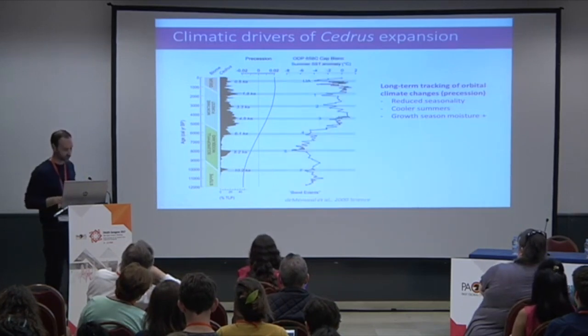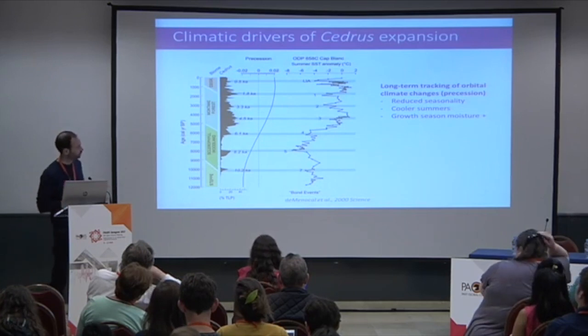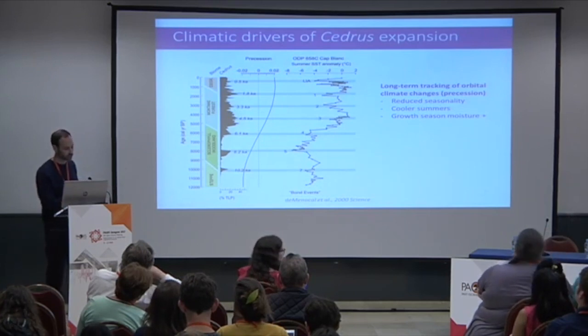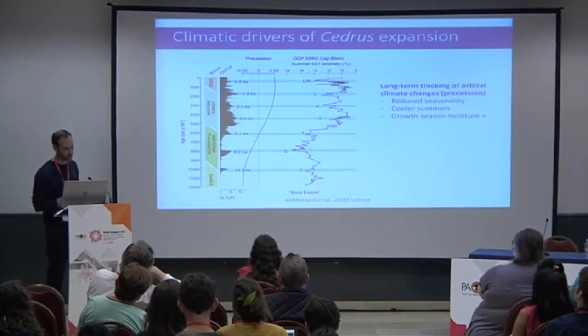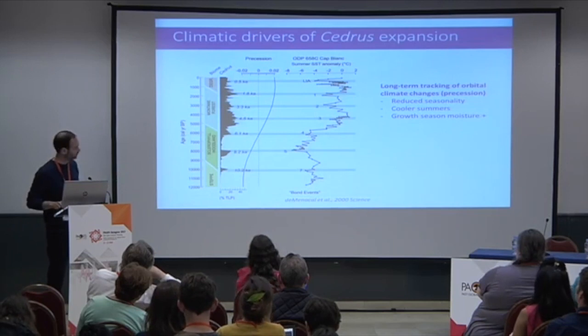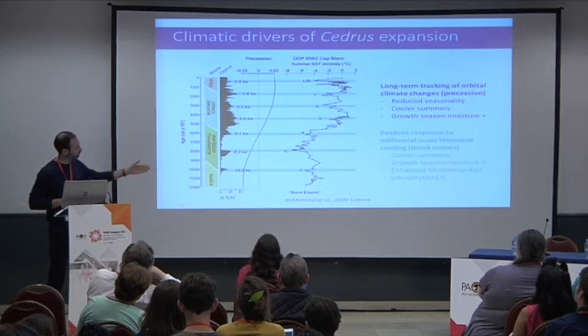We also see, if we look at the millennial scale then, this curve shows sea surface temperature changes off Cap Blanc, off West Africa. Famous study from 2000, Peter deMenocal, where also the end of the African humid period was identified. And what we see is a very nice match between millennial scale cooling events associated and linked.